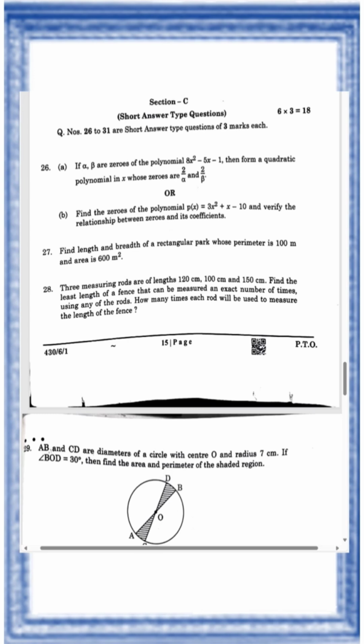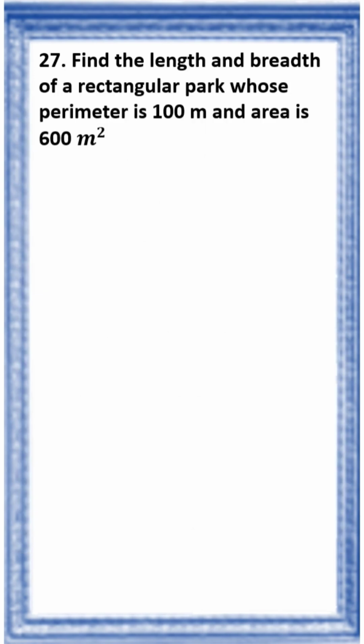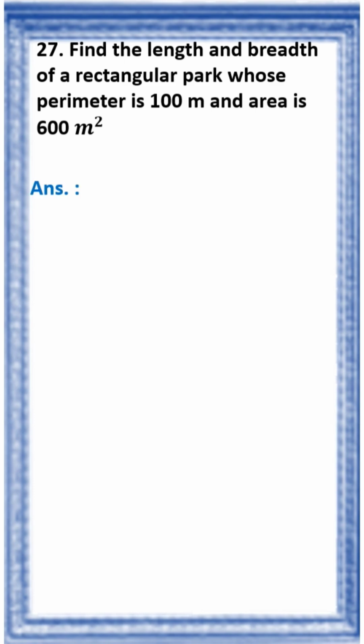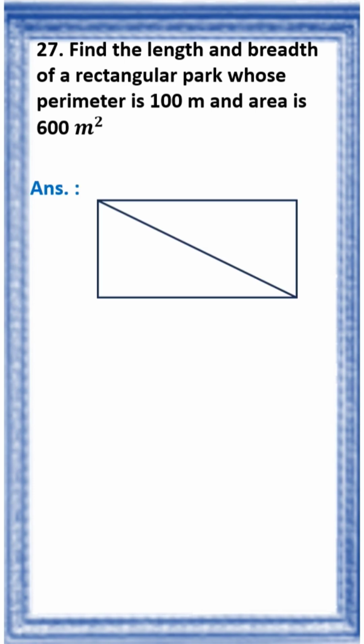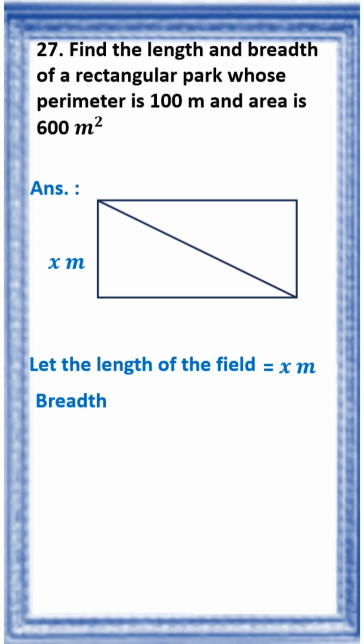Now let us solve the 27th question of section D, which carries 3 marks. Find the length and breadth of a rectangular park whose perimeter is 100 meter and area is 600 meter square. Now let this be the rectangular park. Let the length of the field be x meter and breadth be y meter.